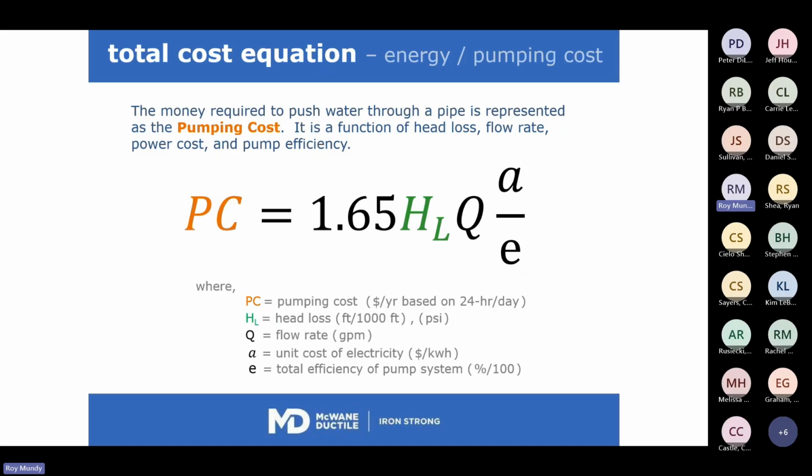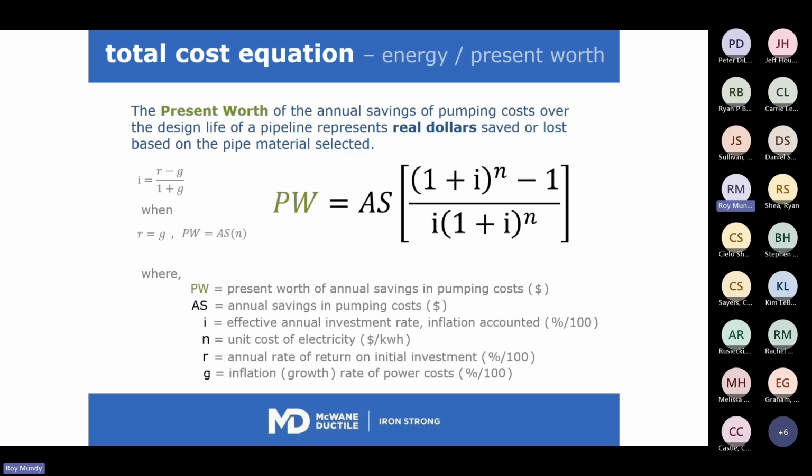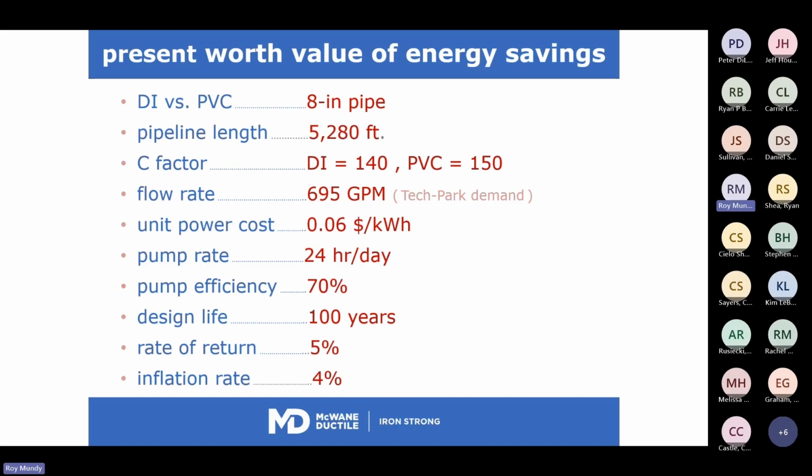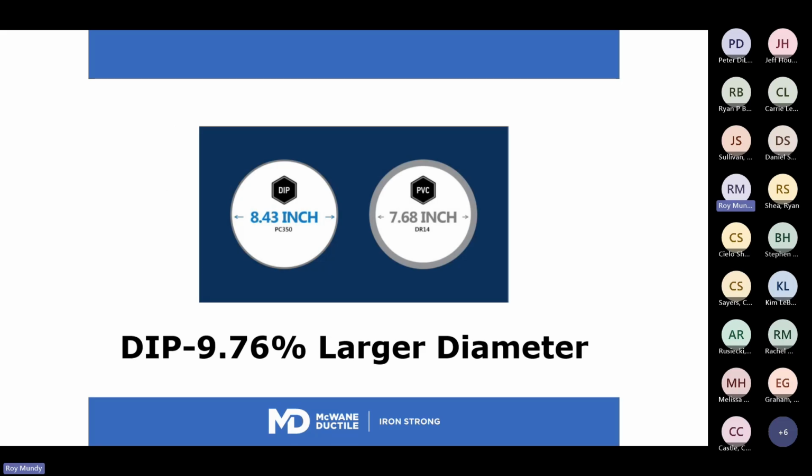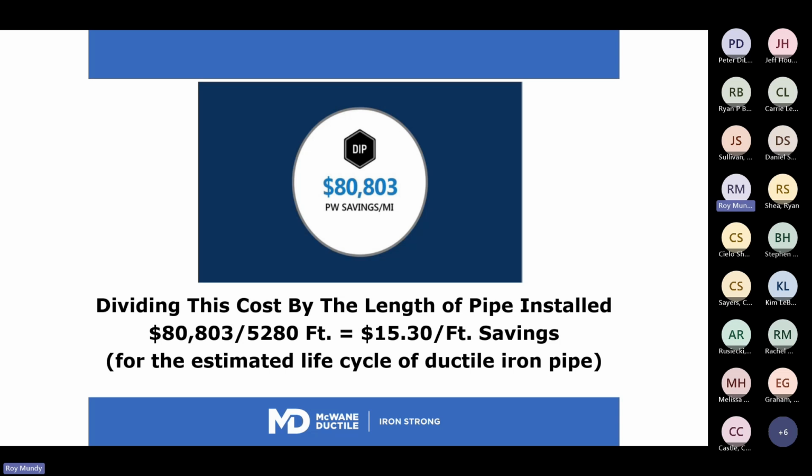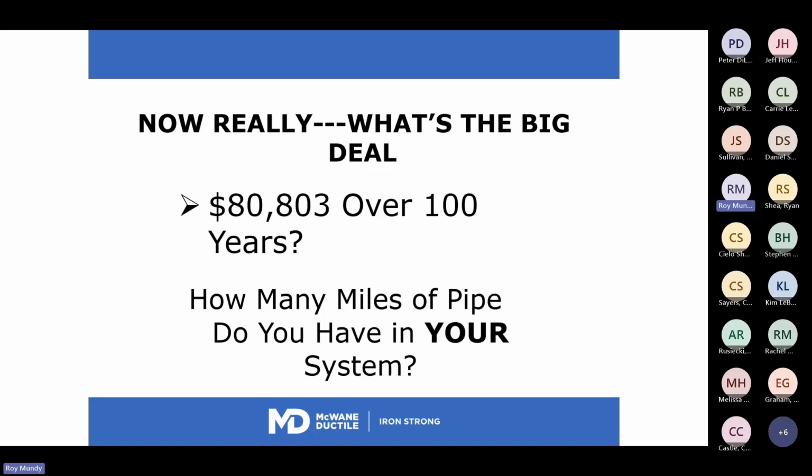So using, again, the Hazen-Williams formula and going through all of the same thing the University of Michigan went through in determining the present worth of the cost savings to a utility under these particular parameters, which is this amount that Tom and I put forward, and recognizing that 8-inch ductile iron pipe is approximately 10% larger than PVC, then effectively over the 100-year cycle of the pipe, a utility would save $80,000 by using ductile iron versus PVC.